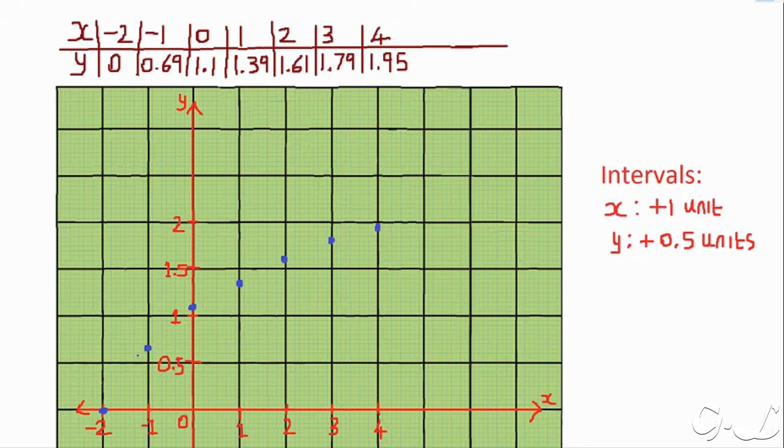So this is how you are supposed to plot the graph. Now, the only job that we have is to sketch the graph. You can use your pencil when sketching. So it will be like that.